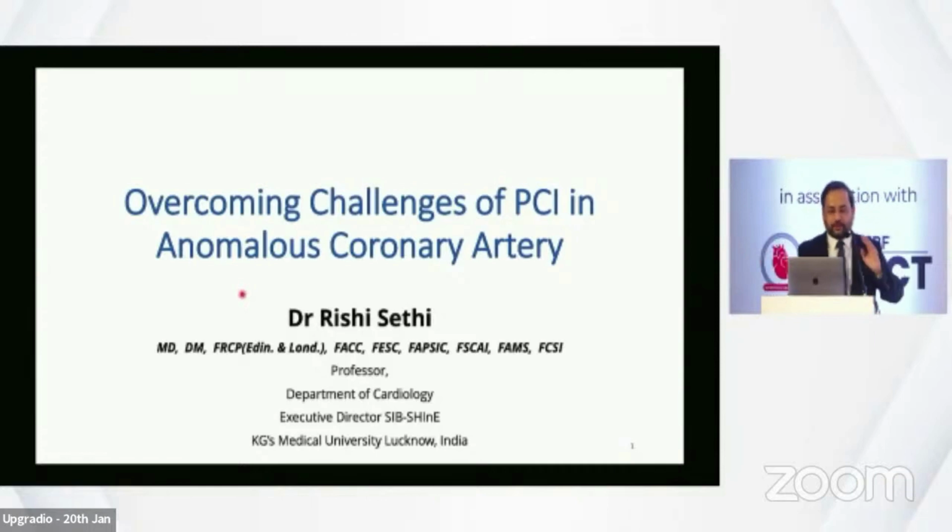So I'm sure all of you would have seen one or the other case where PCI of anomalous coronary arteries happens. It is no doubt a challenging situation, and it requires a little bit of philosophical understanding of PCI in order to approach, because it is not purely the application of skill, it is the application of skill, knowledge, and a little bit of wisdom.